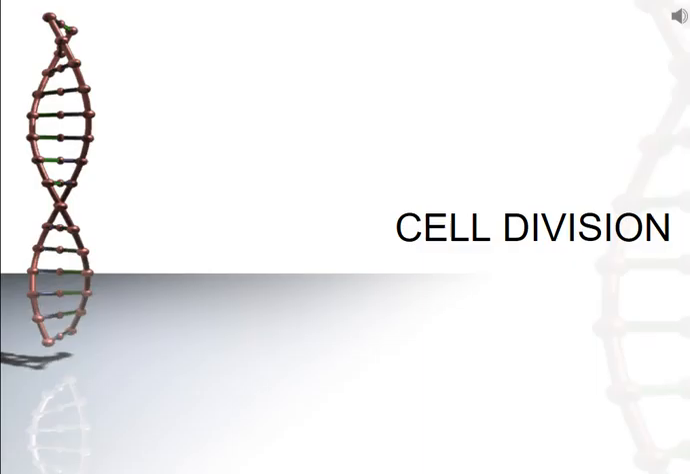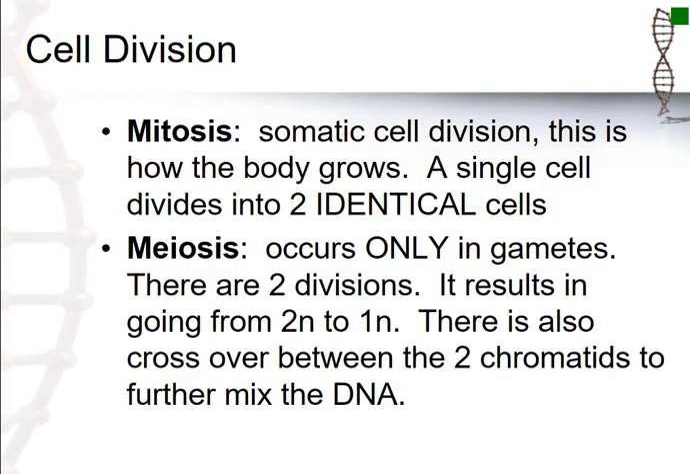Next, we're going to talk about cell division. Mitosis is somatic division. This is how the body grows. A single cell divides into 2 identical cells. Meiosis only occurs in the gametes.